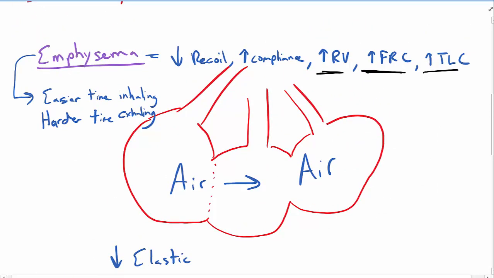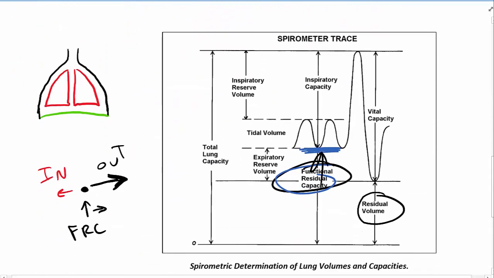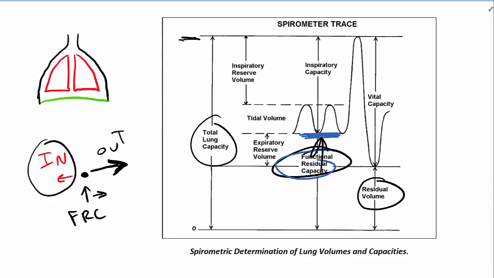And then finally, total lung capacity will increase. What is happening here with total lung capacity is, since you're shifting FRC and shifting residual volume, and you're basically decreasing the inward recoil, the lungs have a greater ability to expand even beyond their normal maximal value. So that is emphysema. Now, let's move on to pulmonary fibrosis.